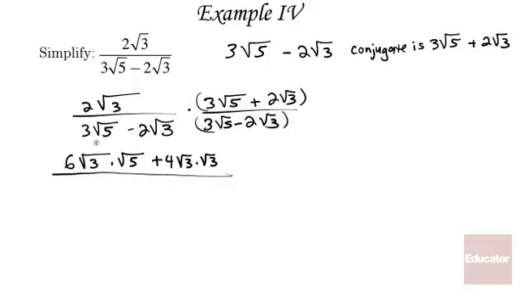Now, when I look at what I have here in the bottom, in the denominator, I'm going to recognize that I'm going to end up with the difference of 2 squares. A squared minus b squared. So I can go ahead and rewrite that as follows. Minus 2 radical 3 squared.